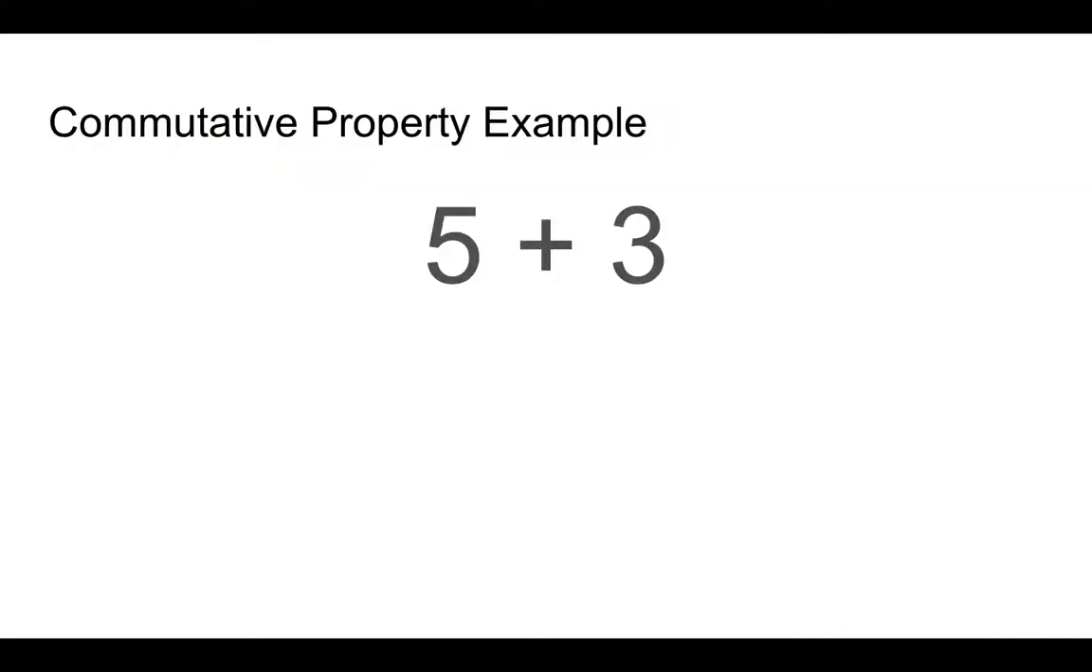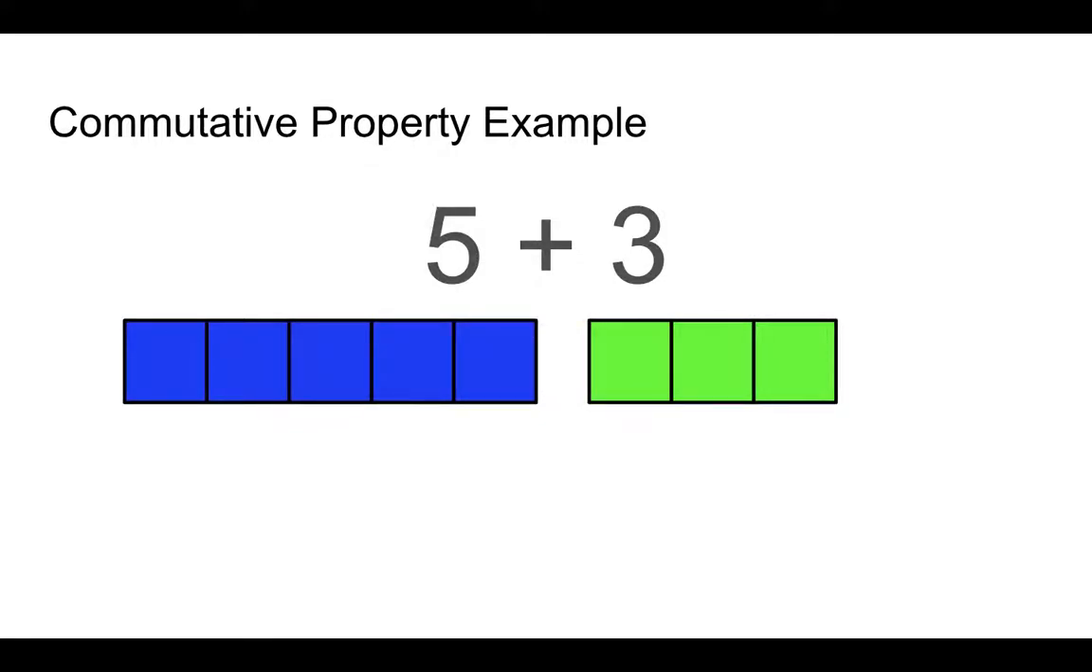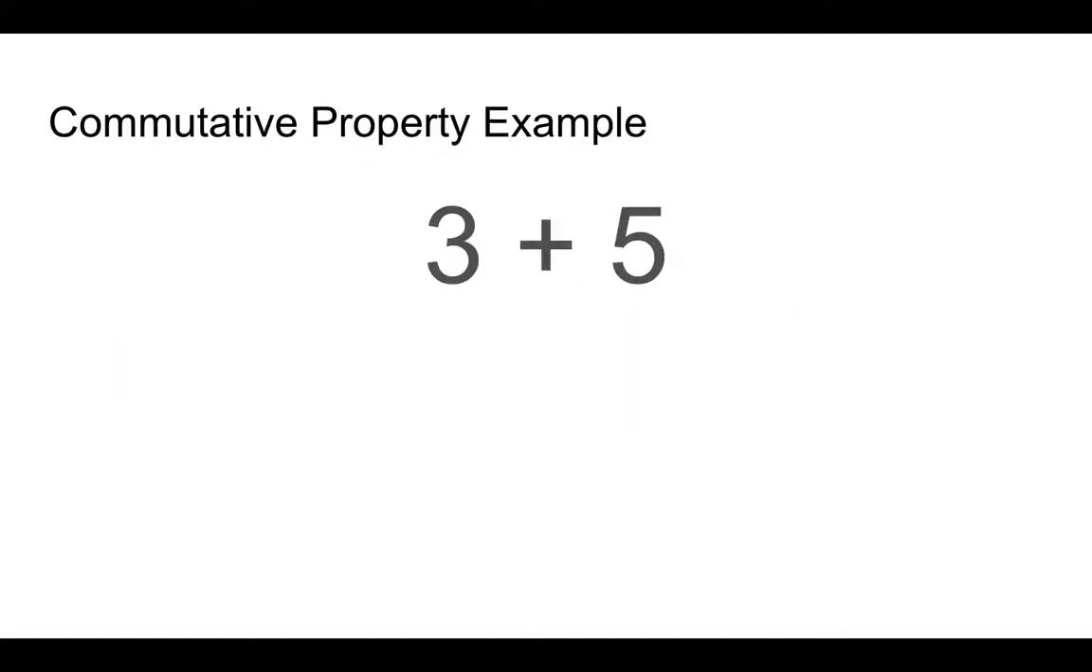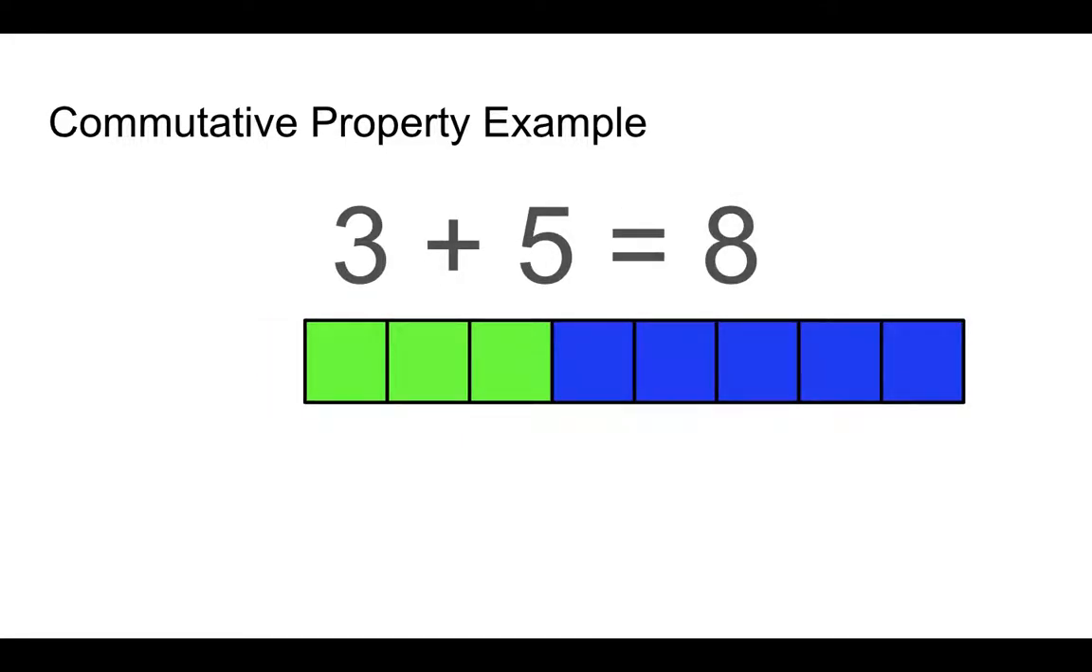Here's another example of the commutative property. Let's take 5 plus 3. I have 5 cubes and 3 cubes. If I put them together, I have 8. Now if I switch those around, and I start with 3 and put 5 more out, when I put them together, I still have 8. The addends or numbers didn't change, and so neither did the sum.